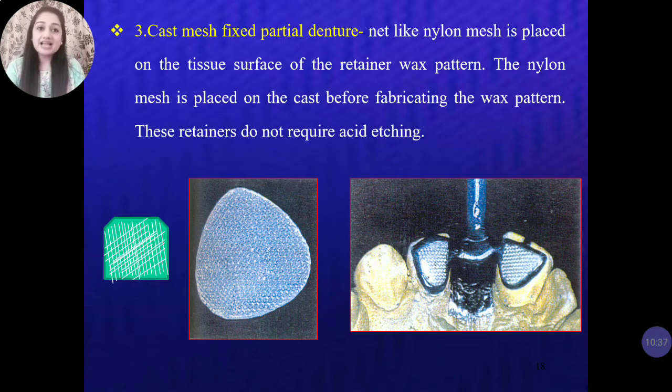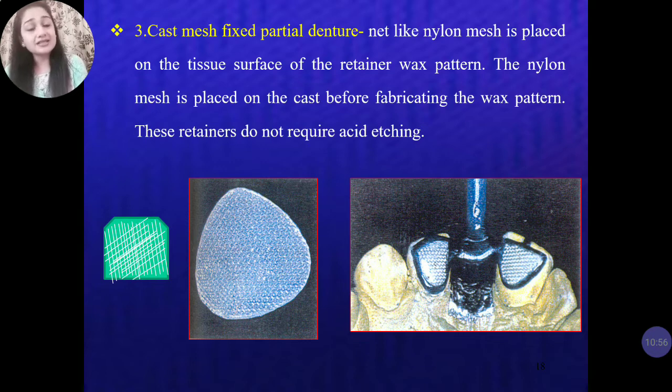Now coming to cast mesh fixed partial denture. In this case, a net like nylon mesh is placed on the tissue surface of the retainer wax pattern. The nylon mesh is placed on the cast before fabricating the wax pattern. These retainers do not require acid etching.